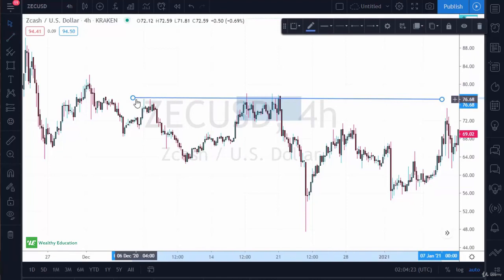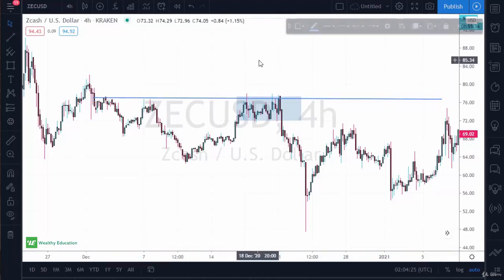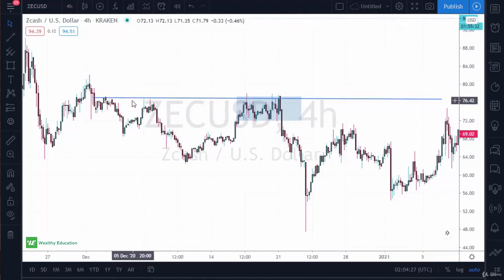But take a look at this area here at $77. It had been resistance multiple times. So the fact that we came back up here and then got this nasty candlestick was a good sign that we were going lower.